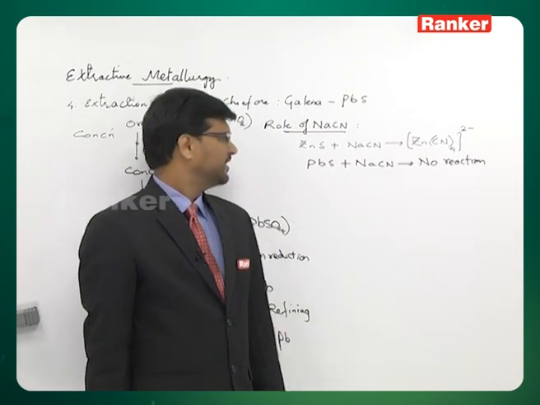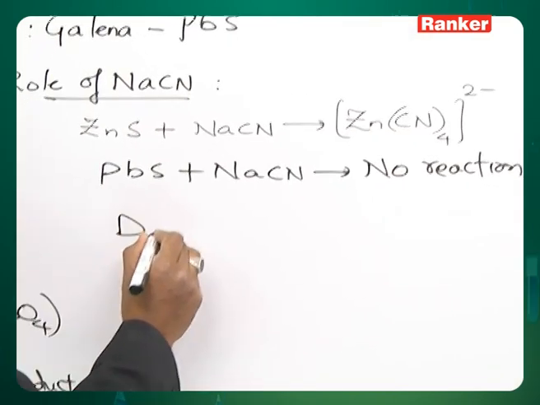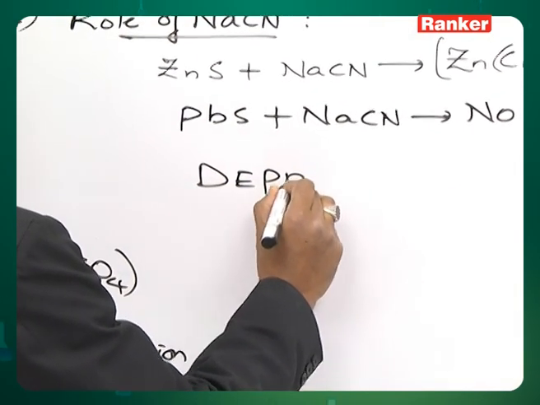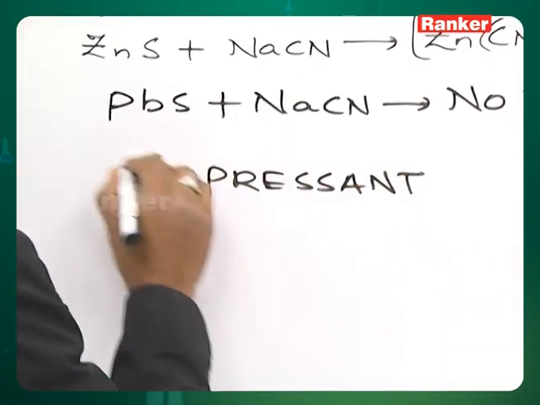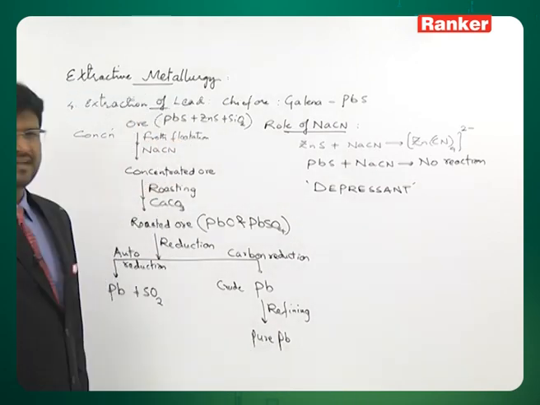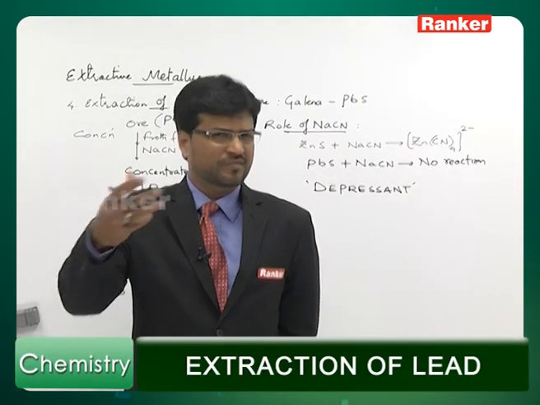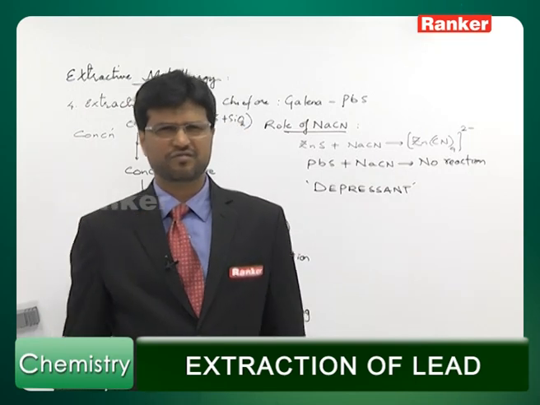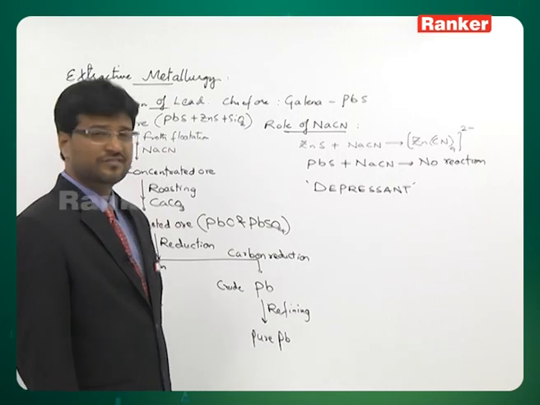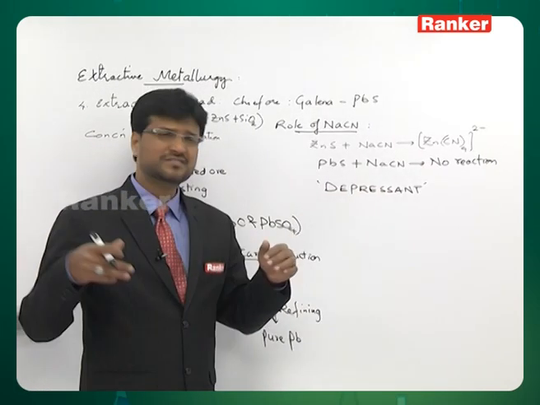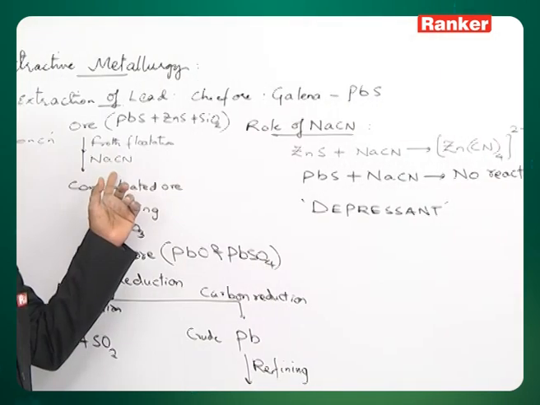In this way, NaCN is said to be acting as depressant. NaCN acts as a depressant for ZnS. It will not allow ZnS to get adsorbed or to stick to the froth during froth flotation. PbS alone will stick to the froth and can be separated. ZnS passes into solution as a soluble complex. That's about role of NaCN.